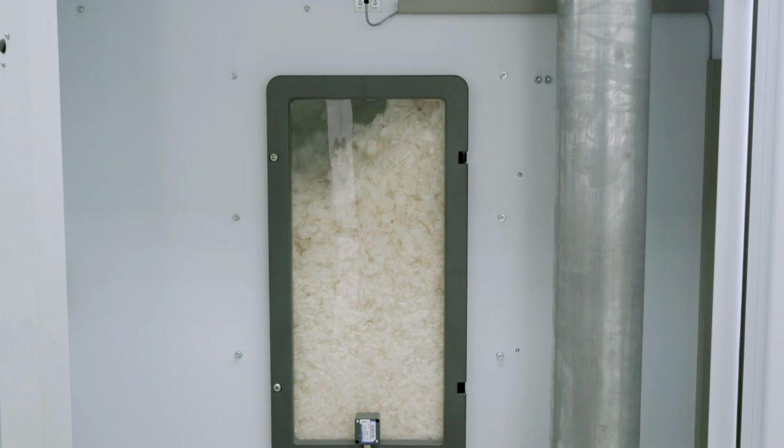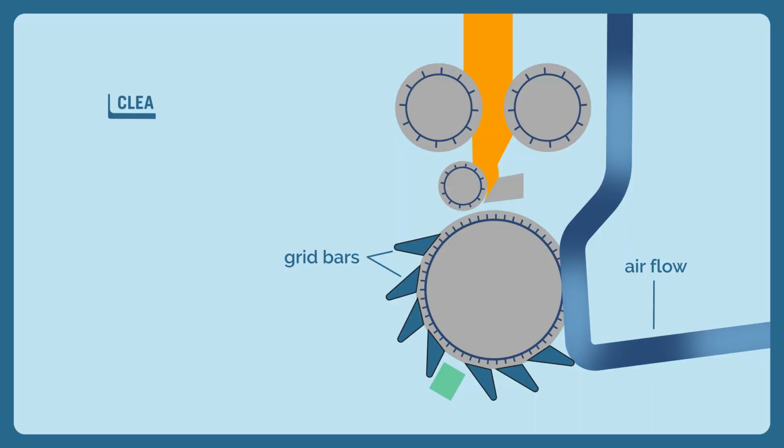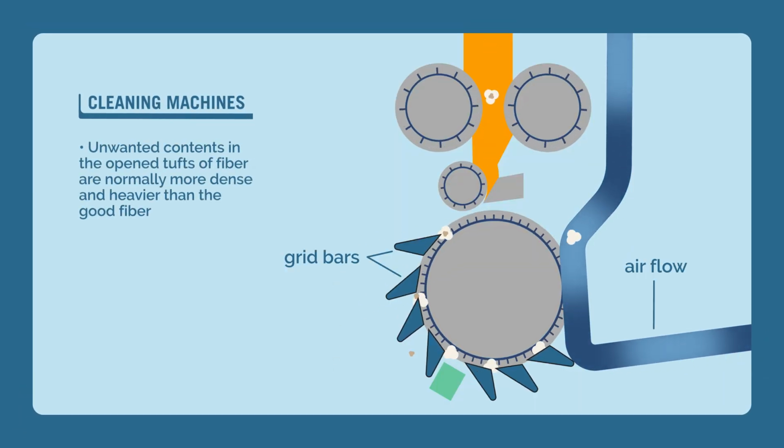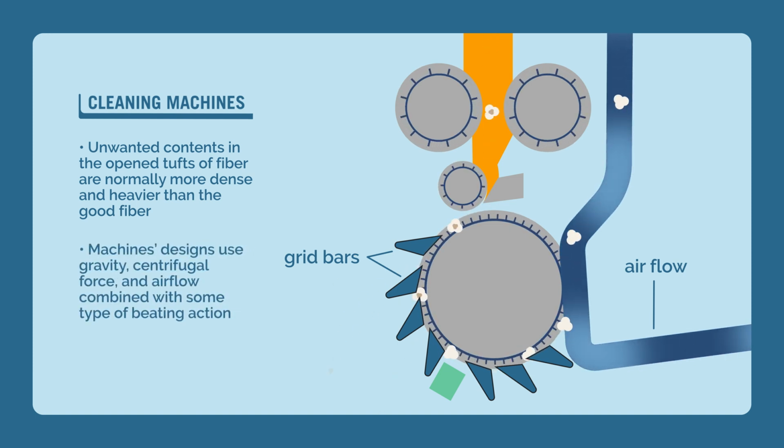Cleaning machines use a number of very basic principles in order to accomplish their goal. The trash, or unwanted contents in the open tufts of fiber, are normally more dense and heavier than the good fiber. These principles take advantage of this. The machine's designs use gravity, centrifugal force, and airflow combined with some type of beating action.